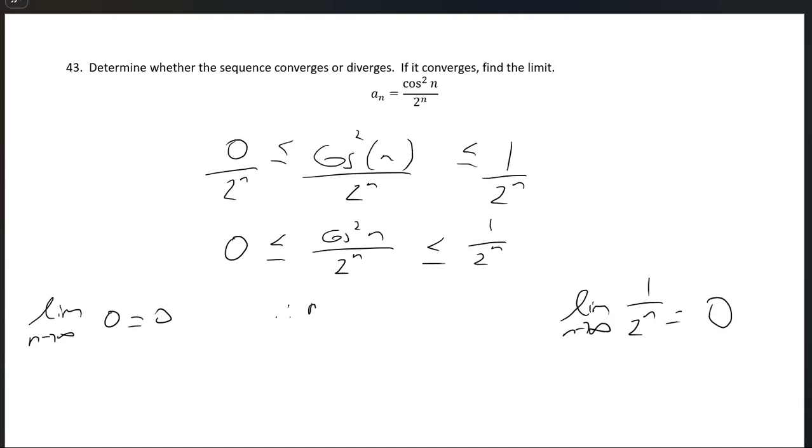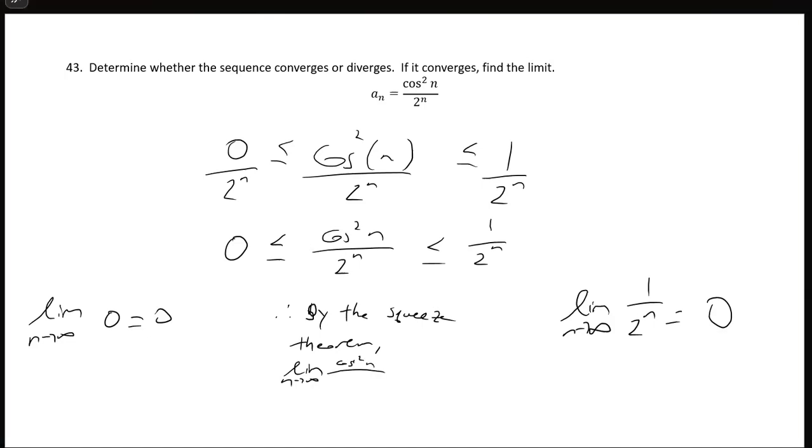Therefore, by the squeeze theorem, limit as n approaches infinity of cosine squared n over 2 to the n, I'm squeezing it in because I'm running out of space on my screen, this is 0 as well. Convergence. Okay.